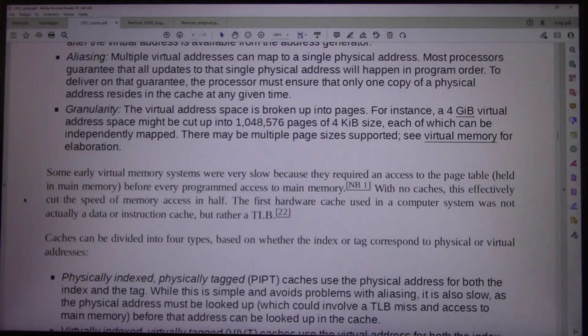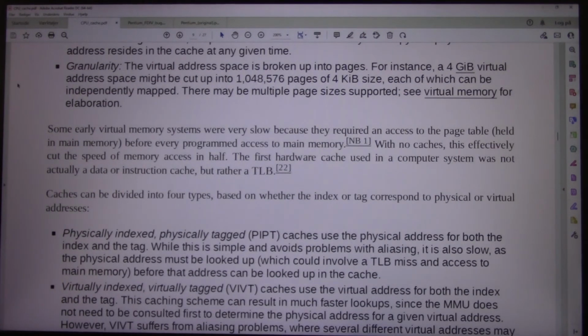Granularity. The virtual address space is broken up into pages. For instance, a 4 GB virtual address space might be cut up into 1,048,576 pages of 4 KB size, each of which can be independently mapped. There may be multiple page sizes supported. See virtual memory for elaboration.